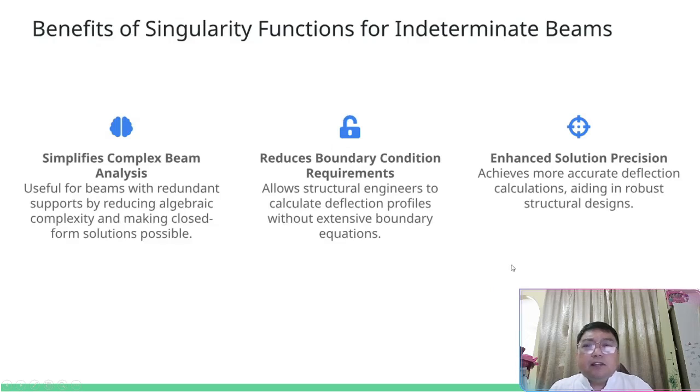The benefit of singularity functions for indeterminate beams: beams that you cannot simply calculate, meaning they are not straight-line beams, and have parts and so on. It is useful for beams with redundant supports by reducing algebraic complexity and making closed-form solutions possible. It reduces boundary condition requirements, allowing structural engineers to calculate deflection profiles without extensive boundary equations, and enhances solution precision, which achieves more accurate deflection calculation, aiding in robust structural designs.